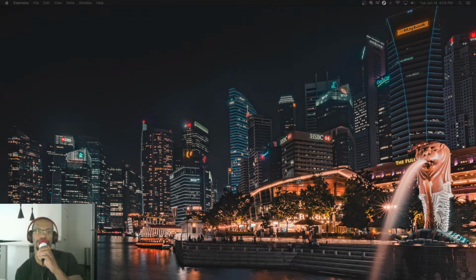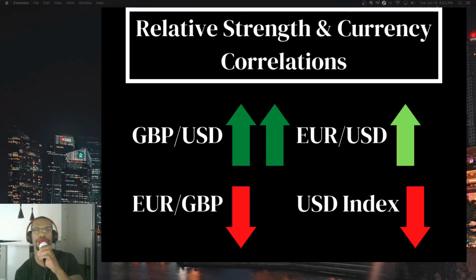I'll also be going over relative strength and currency correlations. These are the most important factors that dictate how the pairs are actually moving. Most of the different currencies are actually very similar, and if you understand how one pair affects the other, it makes it much easier to predict where price will be headed to in the future.